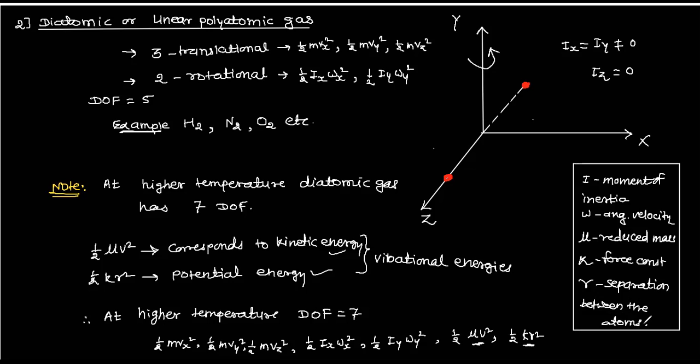This is what degrees of freedom for diatomic gases. So when you have to use 7 and when you have to use 5, that you have to see carefully. At high temperatures you are getting 2 extra degrees of freedom, that is vibrational degrees of freedom, and that is half mu v square and half k r square, right? Understood? Okay, so let's move ahead.